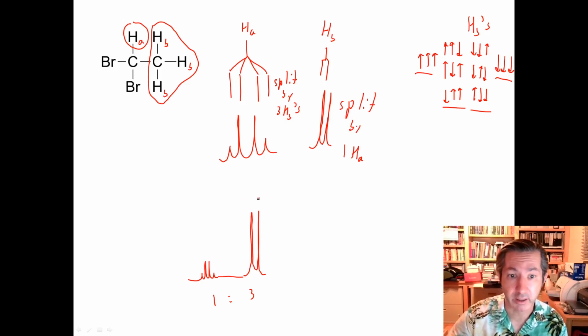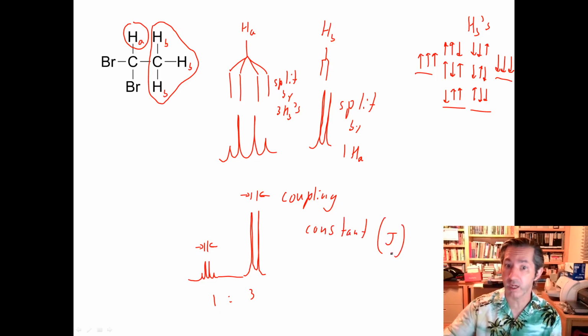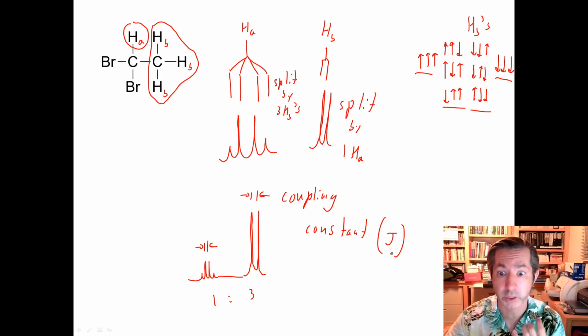And one other interesting thing, the spacing right here, this is called a coupling constant. That spacing is going to be exactly the same if these guys are neighbors. So that's a coupling constant, sometimes given the symbol J. And many times you can look up standard coupling constants. So when you have those neighbors, you can tell who's next door by the number of peaks within your signal.